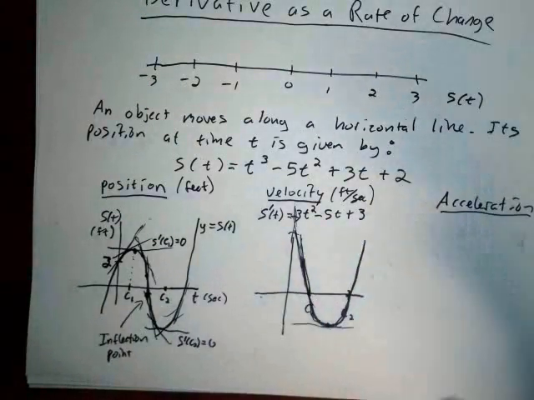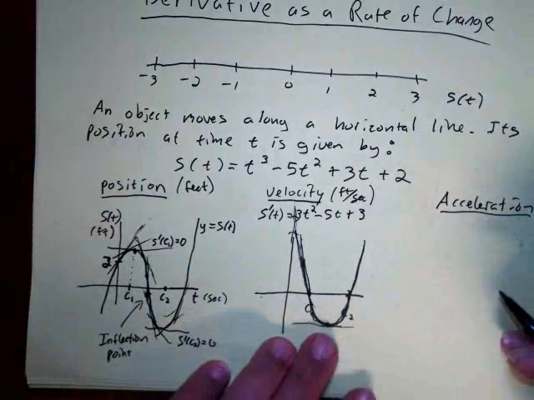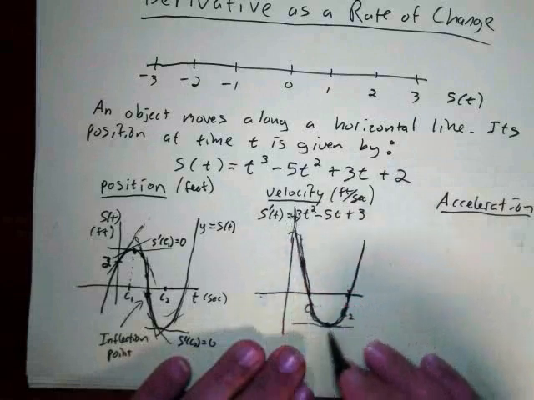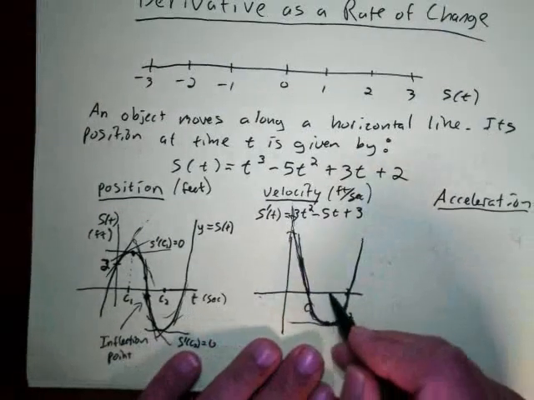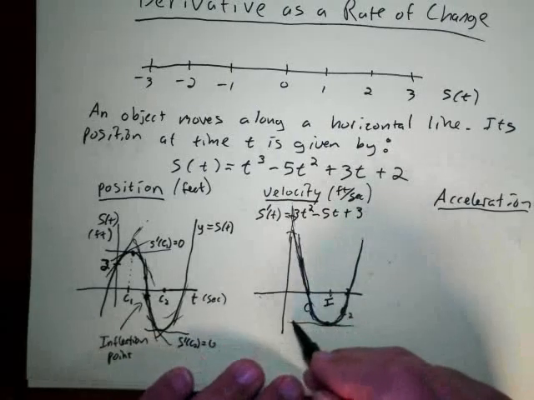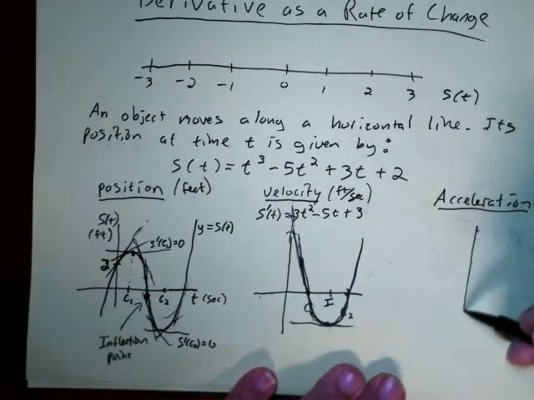So when the particle speeds up, it's accelerating. When it slows down, it's decelerating. And what we know here, if we think of this as the derivative of this graph, is that the acceleration is 0 at this point, and that's actually that inflection point. The acceleration is 0. So let's actually draw a graph here.